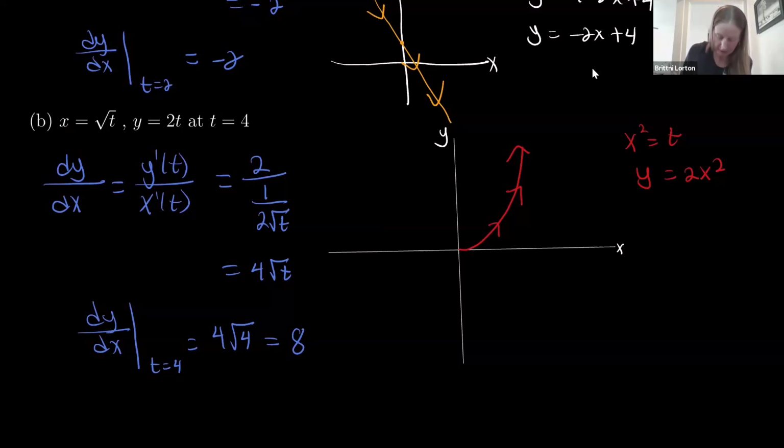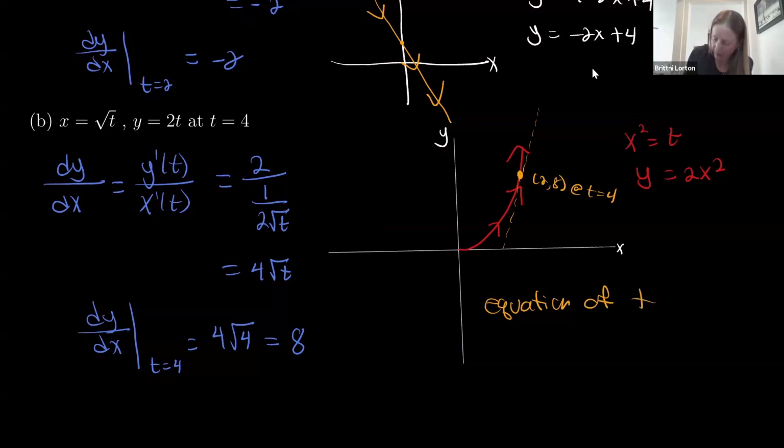Cool. So at time equals 4, the ordered pair that I'm at is the square root of 4 comma 2 times 4, so it would be at 2 comma 8. I'm going to label it, I'm at the point 2 comma 8. At time equals 4, you can see the tangent line definitely looks pretty steep. It's got a slope of 8. And we can even find the equation of the tangent line as well.